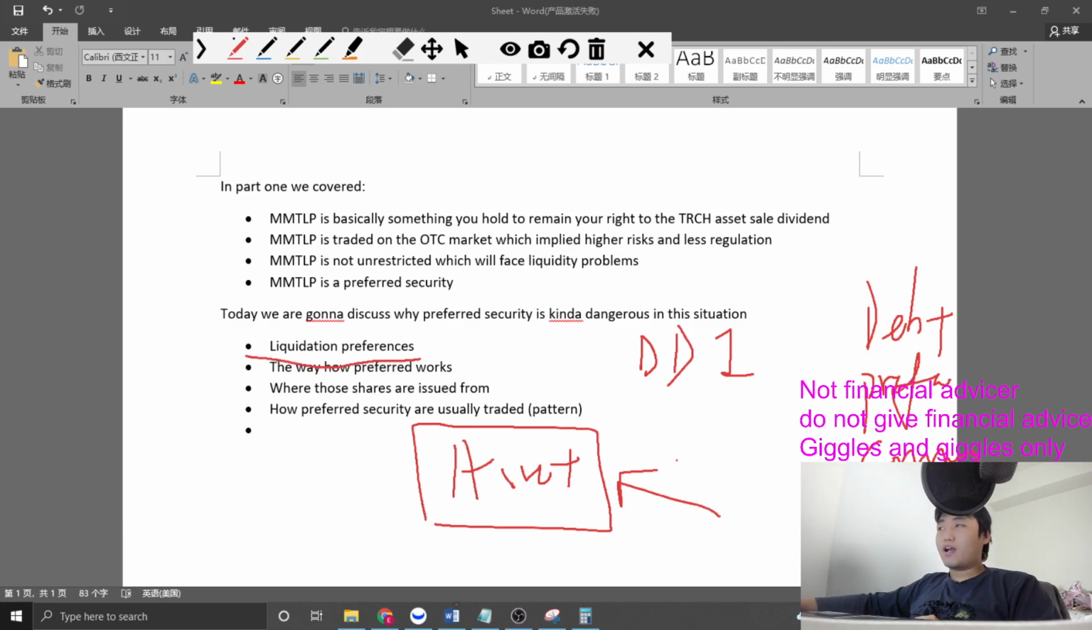When a company goes bankrupt, the debt owners, so basically if you are owed debt, you own bonds of the company, those people get paid first, and then preferred stockholders, and then common stockholders. So if you're a common stockholder, you get paid last, okay?